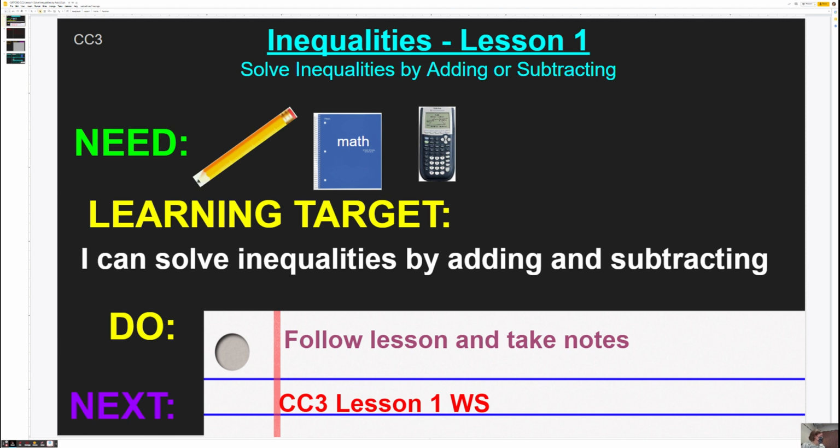So Inequalities, Lesson 1, Solving by Adding and Subtracting. Now, those of you who are here in person, actually everybody, while we are taking notes, remember, try to use abbreviations that can help. So for adding, I would just do add. Subtracting, I might abbreviate with SUB or use a plus or a minus symbol. And by the end of today's lesson, you should be able to solve inequalities by adding and subtracting. All right, here we go.